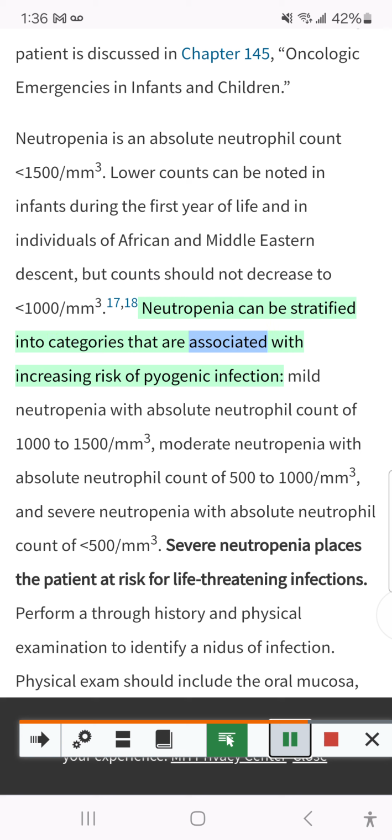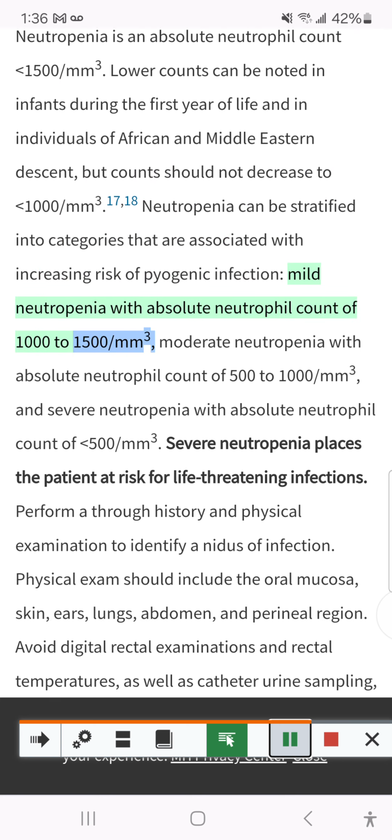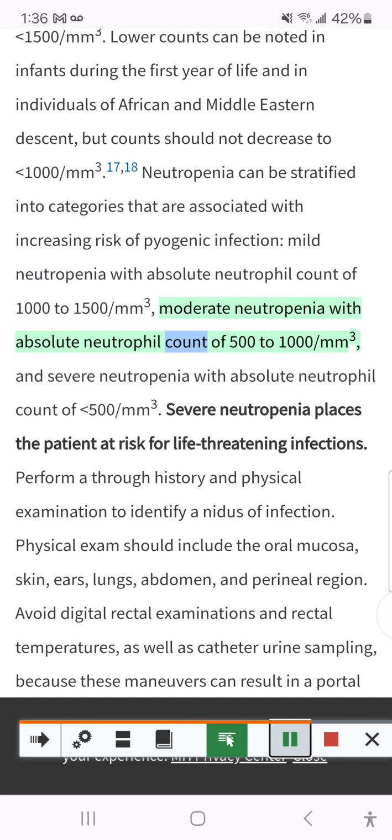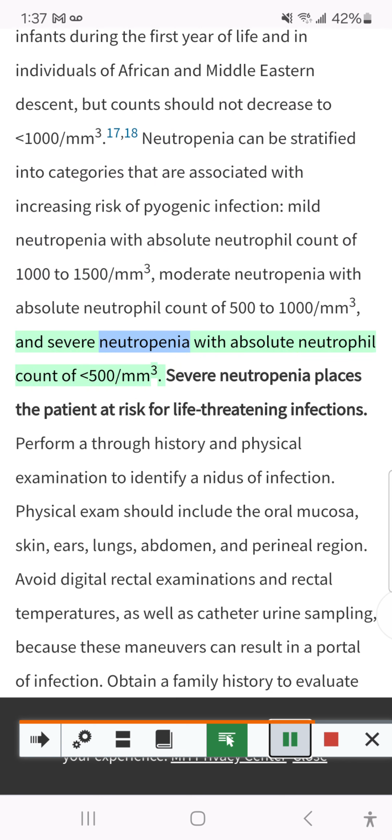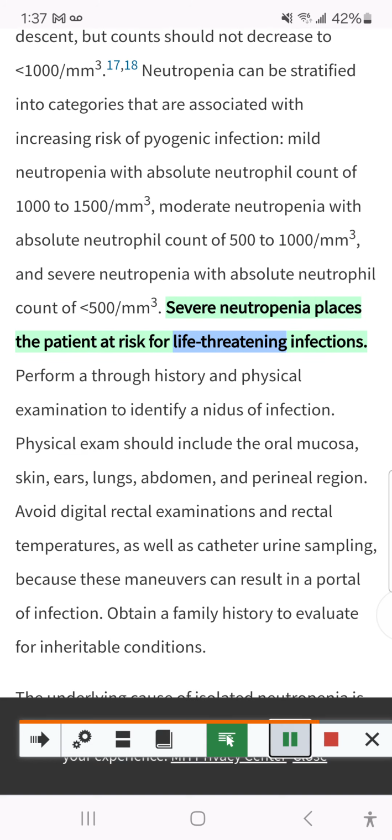Neutropenia can be stratified into categories that are associated with increasing risk of pyogenic infection: mild neutropenia with absolute neutrophil count of 1,000 to 1,500 per millimeter cubed, moderate neutropenia with absolute neutrophil count of 500 to 1,000 per millimeter cubed, and severe neutropenia with absolute neutrophil count of less than 500 per millimeter cubed. Severe neutropenia places the patient at risk for life-threatening infections.